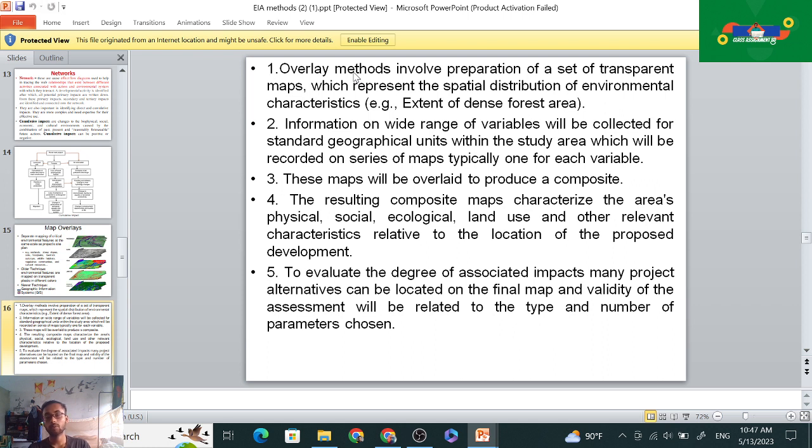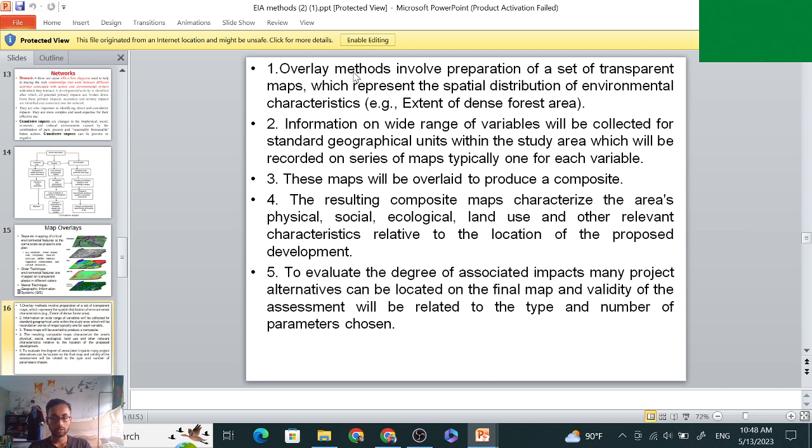These maps will be overlaid to produce a composite. The resulting composite maps characterize the area's physical, social, economic, ecological, land use and other relevant characteristics relative to the locations of the proposed development.